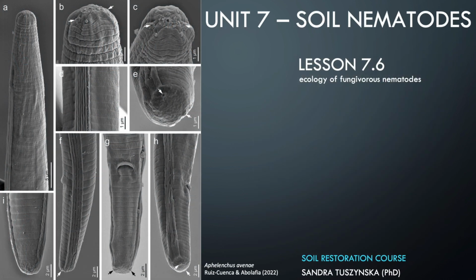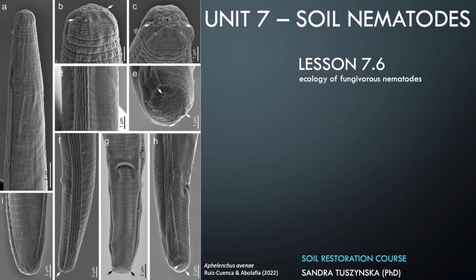So we have come to the end of lesson 7.5, and in lesson 7.6 we'll be looking at the ecology of the fungivorous or fungal feeding nematodes. But also I'd like to just point out the eye candy that is Aphelenchus avenae here in the image on the left from a study from 2022 that points out the anatomy of the species. And this is a scanning electron micrograph depicting this gorgeous creature.